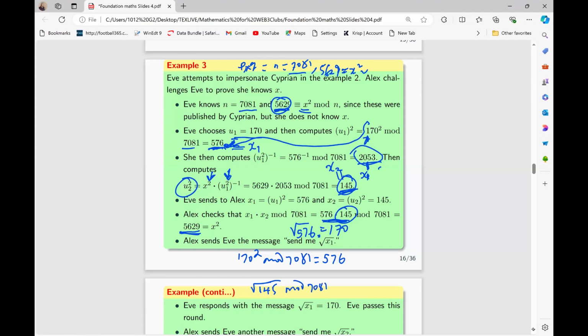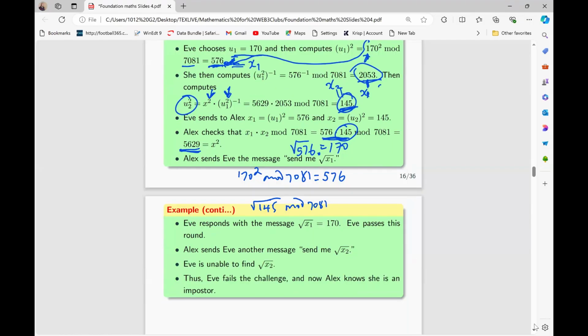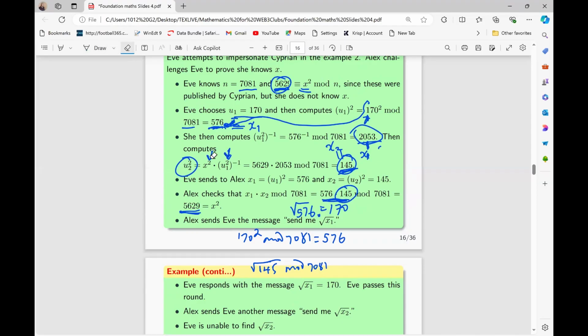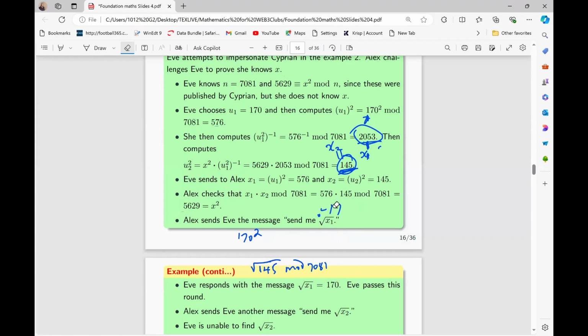These are very difficult arithmetic. So she fails on that level. She fails that. So she has scored only 50% and failed the challenge. You're able to tell that she is an impersonator, because if she were not an impersonator, she would have the square root of those two numbers. So that means she doesn't know what x is, because she cannot get the square root of x squared. For you to get the x, you must know the square root of x squared.